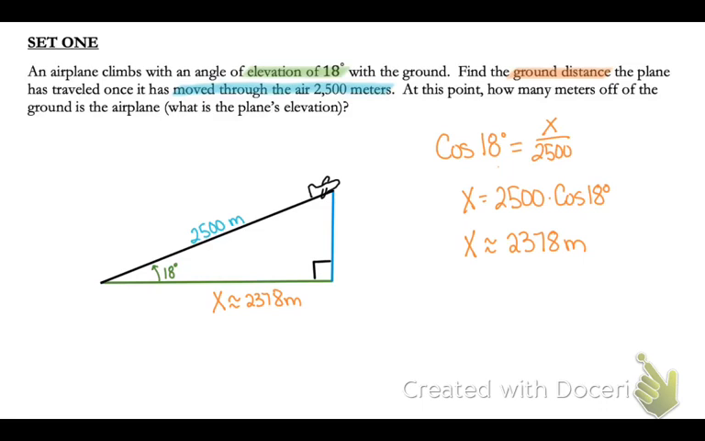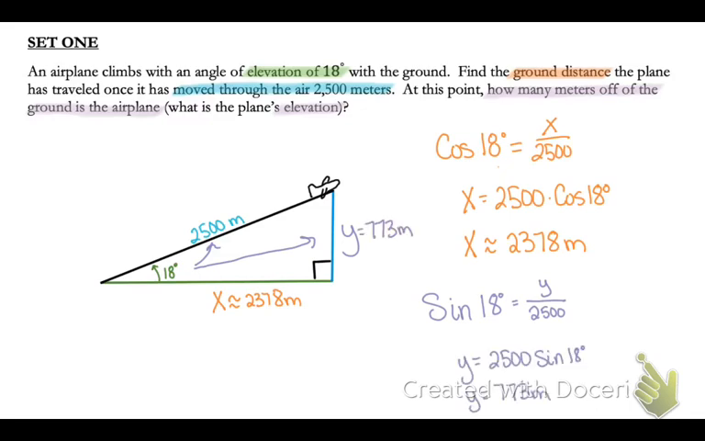Then it's important to pay attention to the fact that they also asked how many meters off the ground, which is another way of saying what's the elevation of the plane. So elevation is that blue line there. Given we want the y value and we're given the 2,500 meters, we're going to use a sine function because that's opposite and hypotenuse. Again, to solve for y, we multiply the 2,500 over, and we end up with 773 meters.